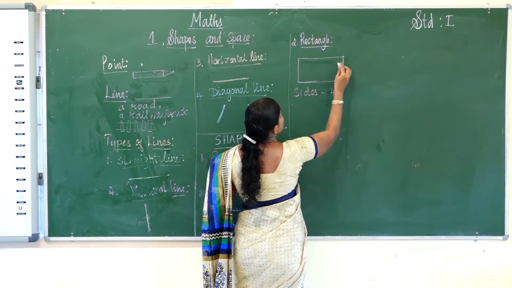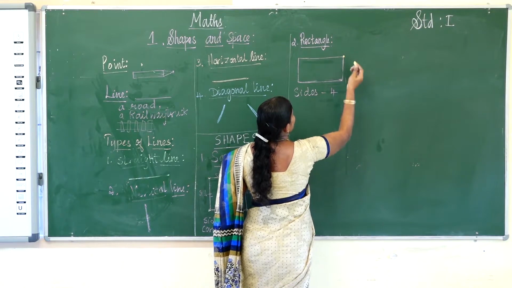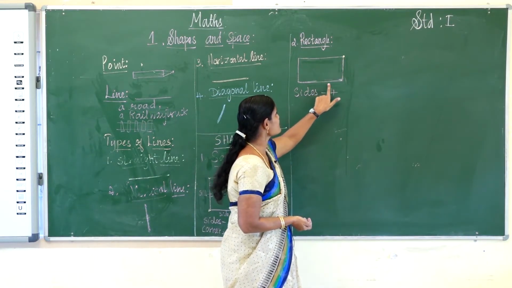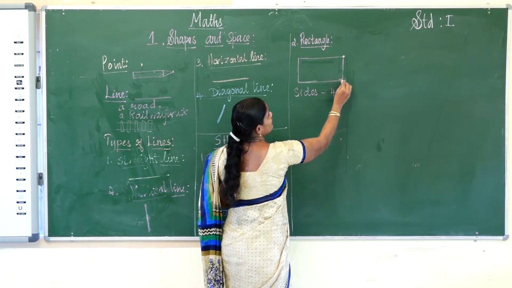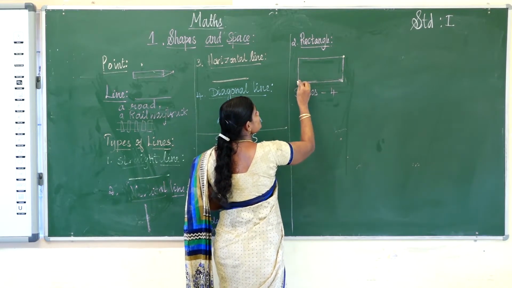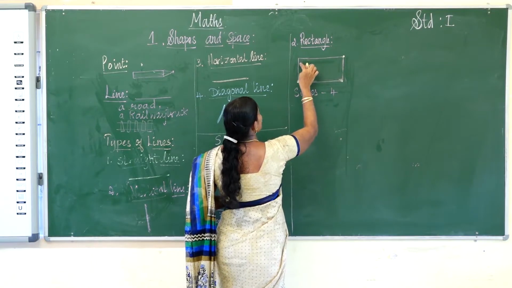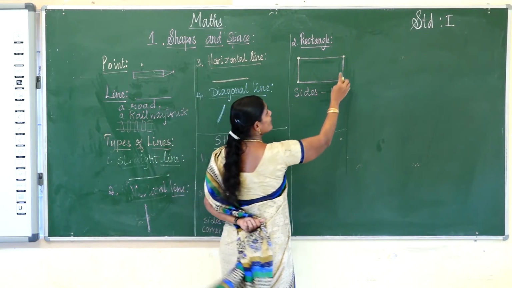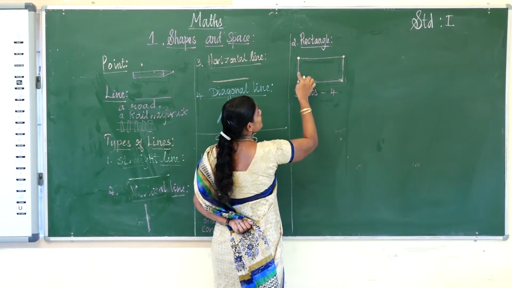Here these two sides are joined at one point. This is a corner. Okay. These two sides, this side and this side, are joined with one corner. Then this side and this side are joined with another corner, and this side and this side are joined with one corner. So we have to count the corners. How many corners? 1, 2, 3, 4.